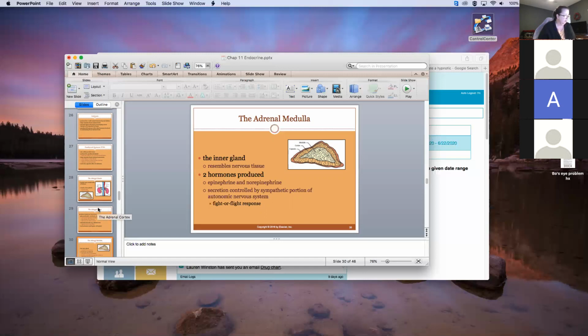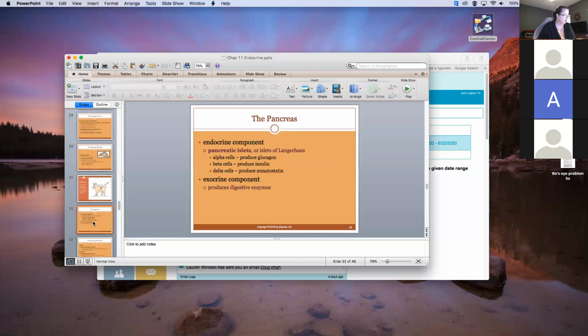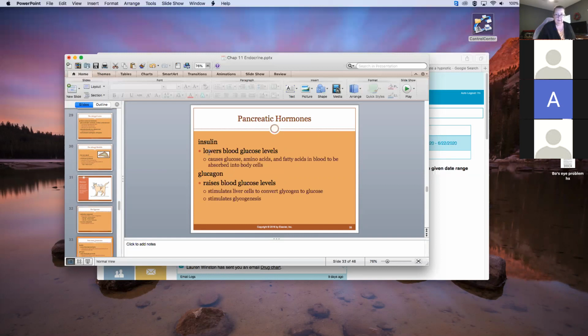The other one on here is insulin, which is part of the endocrine pancreas. Insulin lowers blood glucose. And then I've got glucagon, which raises blood glucose. So glucagon is a hormone that triggers the glycogen to be converted to glucose. And remember, you've got glucagon, glycogen, glucose. I can't spit all that out.